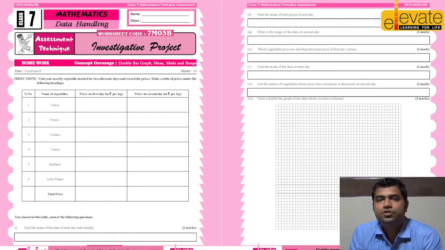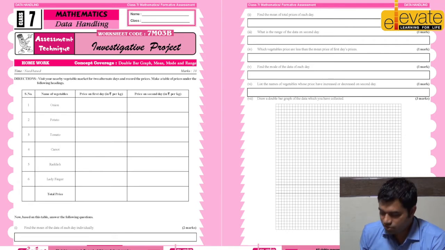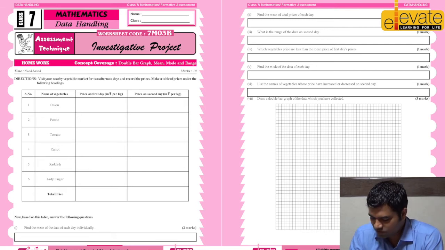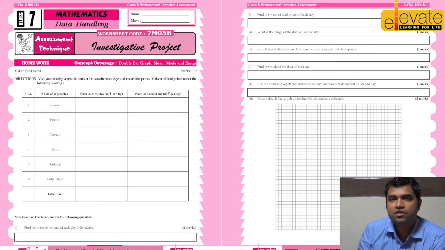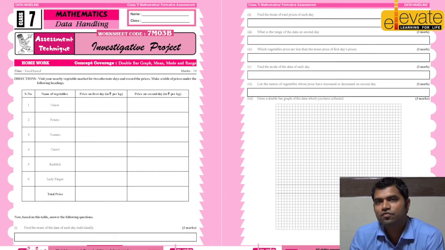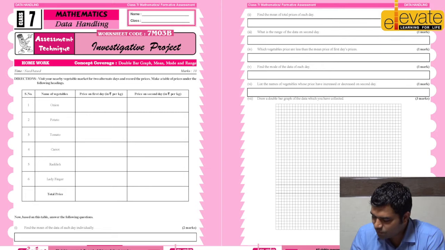Now in this worksheet, a student is asked to take this worksheet home and do an investigation of the prices of different commodities. What is given here is name of the vegetables. He will go home and with the parents in the market, he will find out the price of these vegetables on day one. Now on a random day, like third or fourth day, he will go to the market again and find out the price.